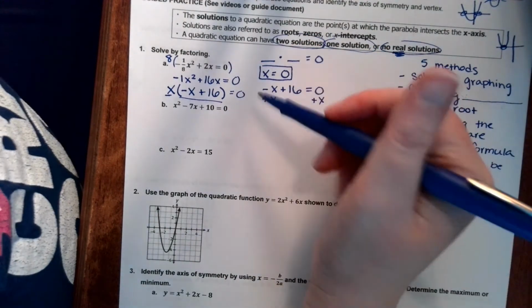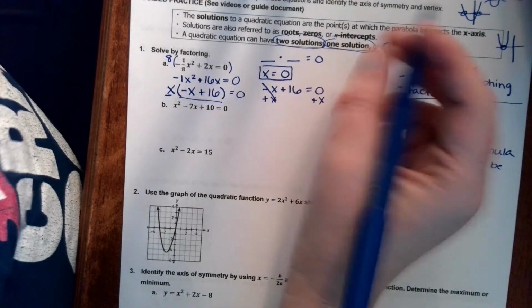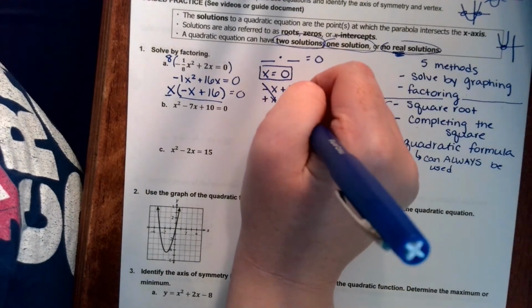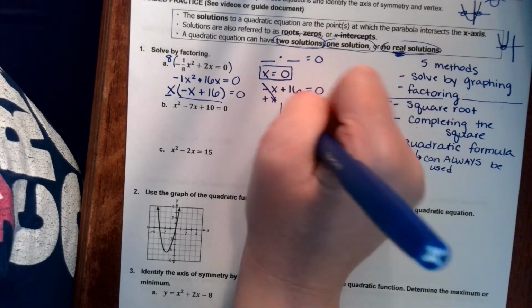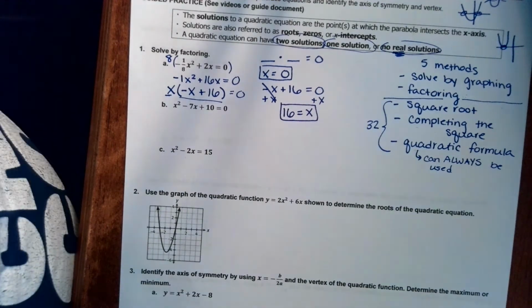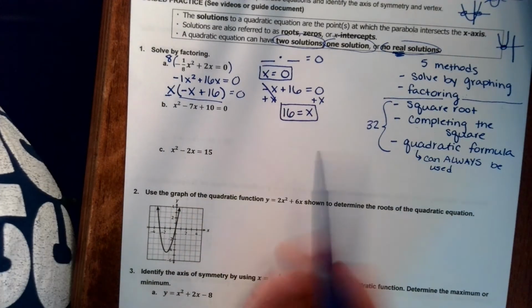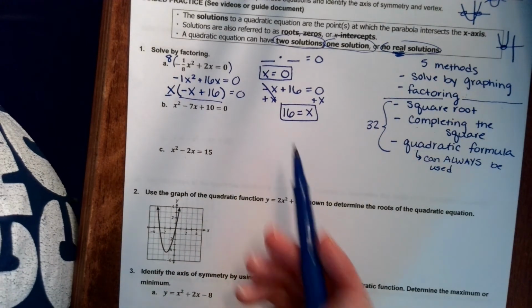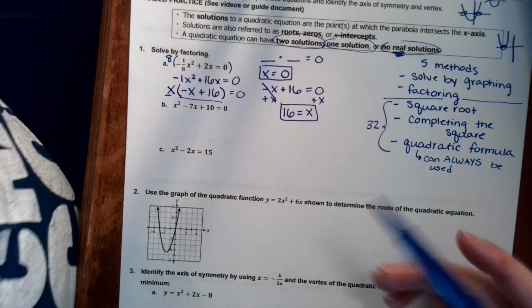Something else you could do, you could cancel out the x, negative x plus x cancels, and you have 16 equals, and 0 plus x is x. It's the exact same thing that you would have done if you had subtracted 16 and then changed your sign. I just moved it over here because it was less steps. You can do that. You're allowed to.